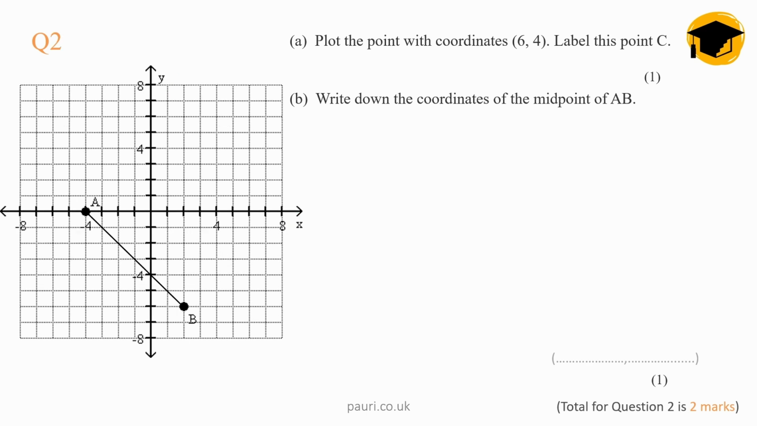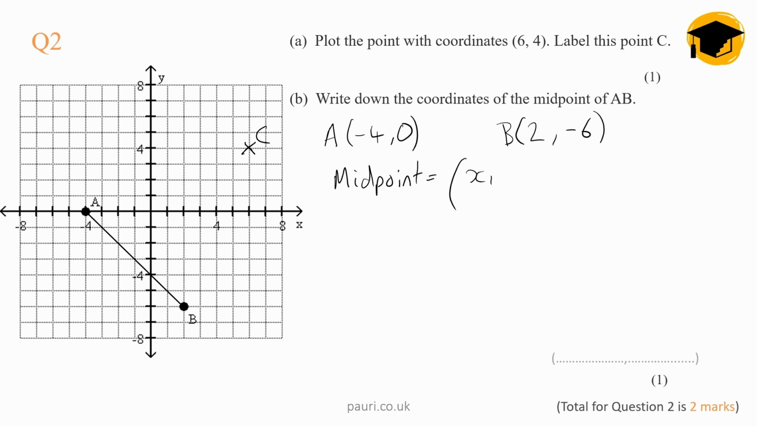Question 2, plot the coordinates down the corridor 6, up the stairs 4, put a cross right there, label it C. Write down the coordinates of the midpoint AB, same as before. Coordinates of A, -4, 0. Coordinates of B is down the corridor 2, up the stairs -6. Let's write down the formula for the midpoint. The more you write it down, the easier it will be to remember, because you'll get used to writing down the formula. x1 plus x2 all over 2, comma, y1 plus y2 all over 2. Sub in our coordinates. Just to remind you, this is x1, y1, x2, y2.